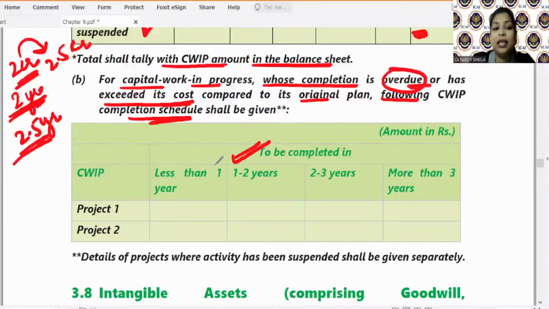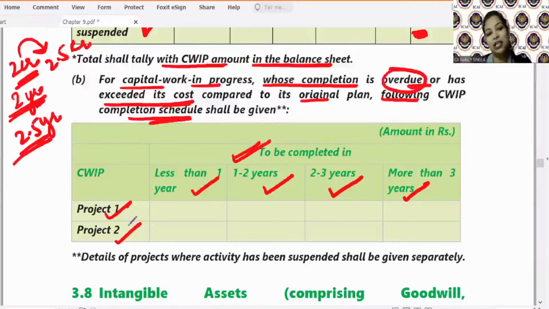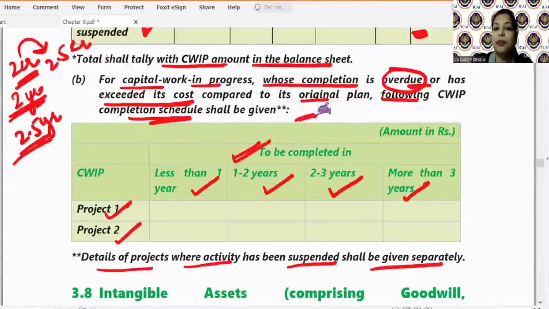To be completed in less than 1 year, 1 to 2 years, 2 to 3 years, more than 3 years. Project-wise details have to be given. Details of projects where activity has been suspended shall be given separately. Again, if any activity has been suspended due to any reason, the same shall be shown separately.